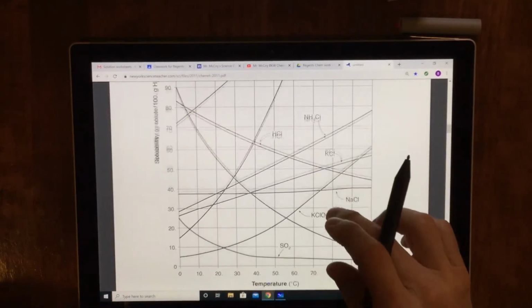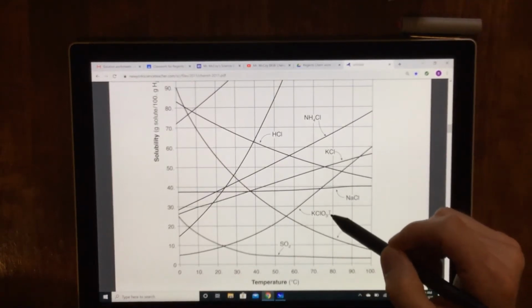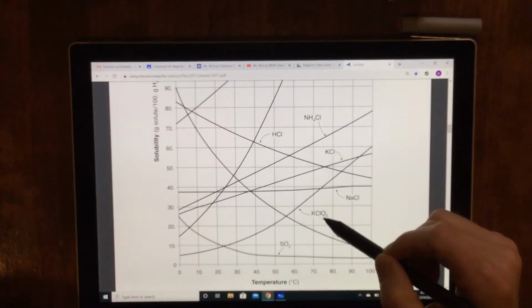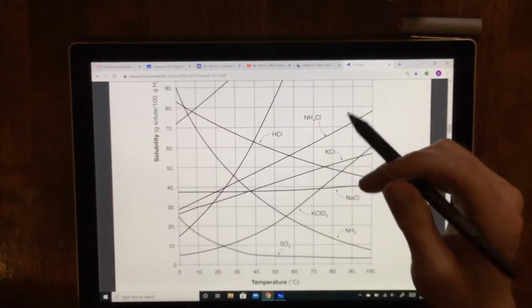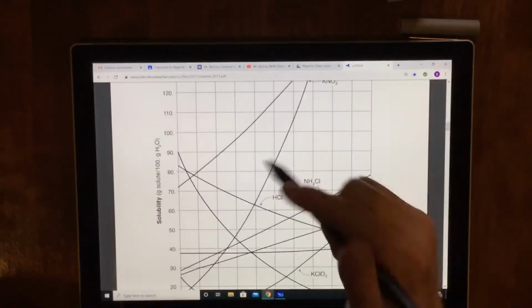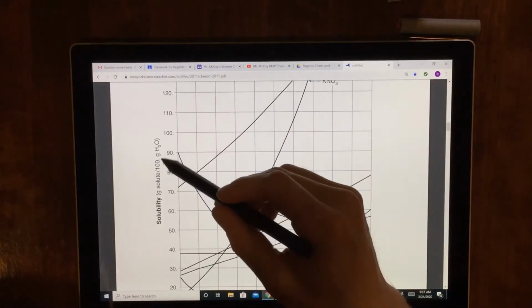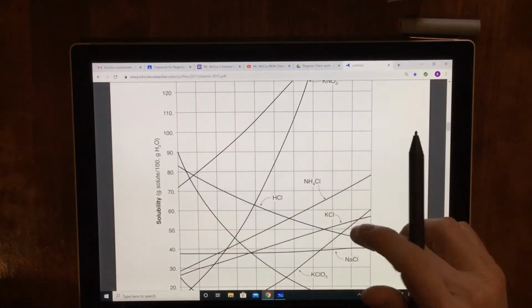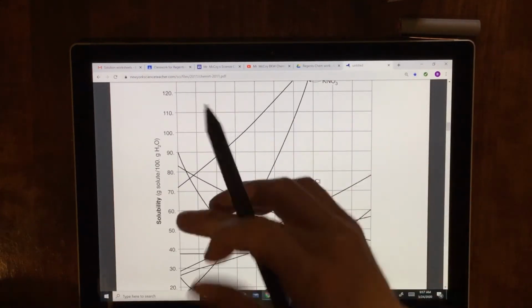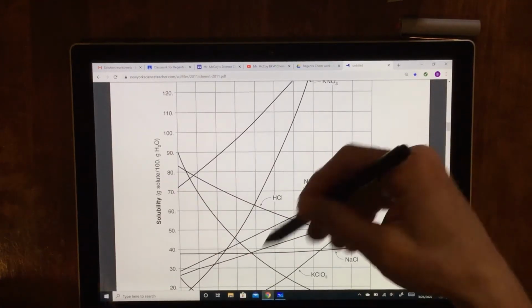Take KClO3 here. Remember, solubility, as I said yesterday, is the amount of solute, the solid stuff, liquid or gas but typically solid, getting dissolved in water. How much of that can you dissolve in a certain amount of water? Now, 100 grams of water, 100 milliliters, is just a little bit of water. Imagine you have a beaker with this much water in it, and all of these substances are added to their own beaker with that much water. These lines tell you how much you can dissolve.